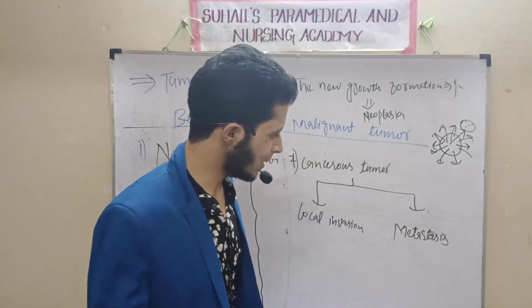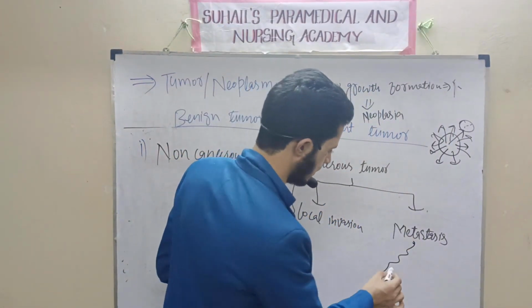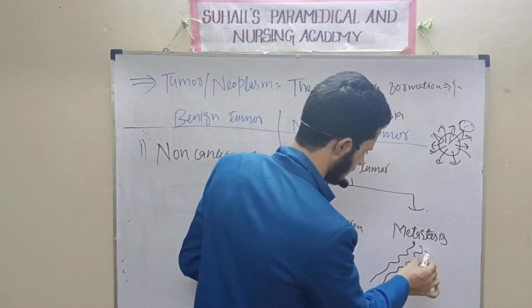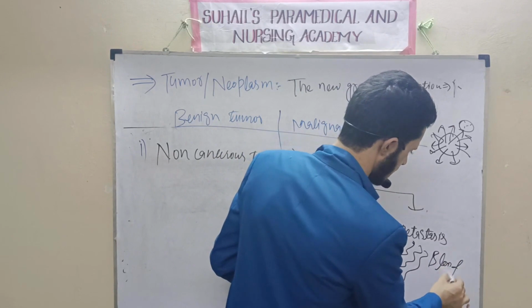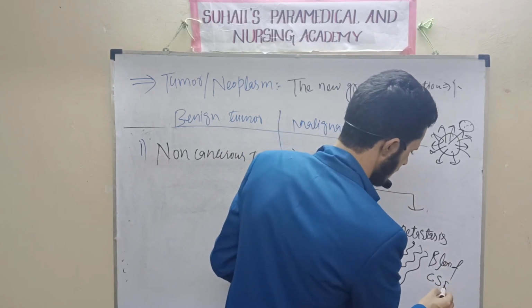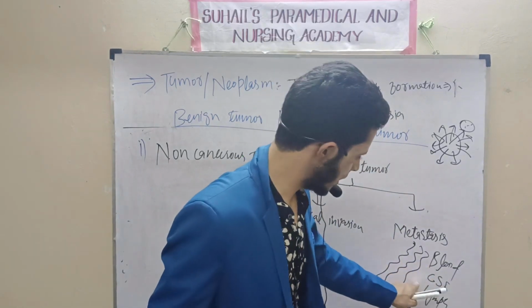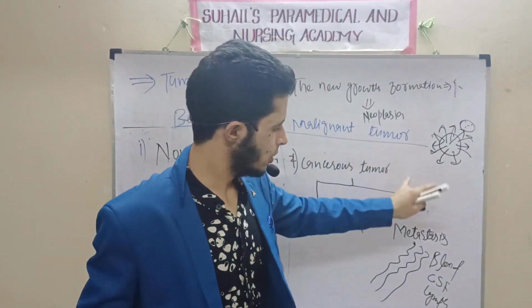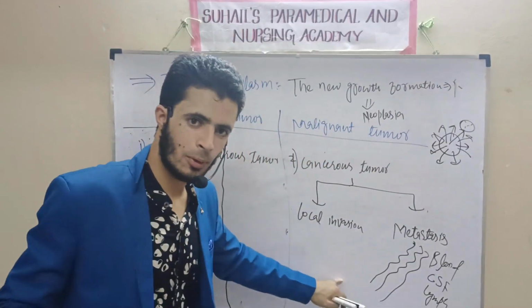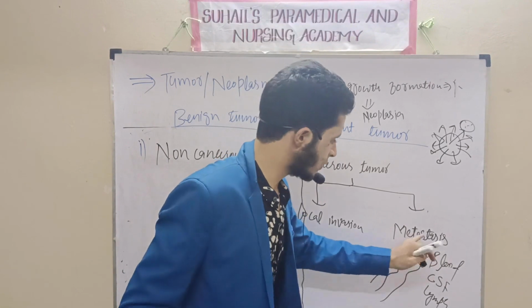Another is metastasis. Metastasis means by means of blood. Suppose these are blood vessels. It may be the blood, it may be CSF, it may be lymph. This blood, this CSF, this lymph takes these malignant tumor cells from one body part to another body part. That is called metastasis. Remember the point.